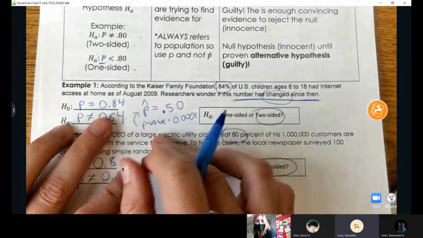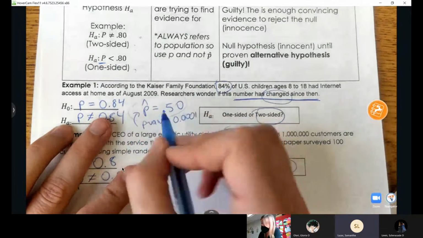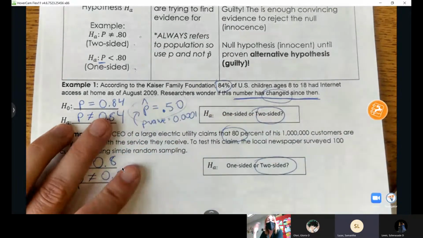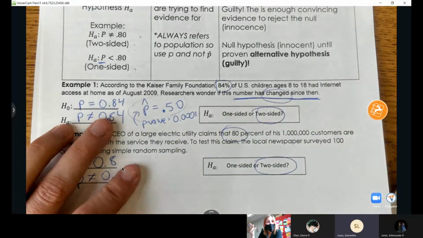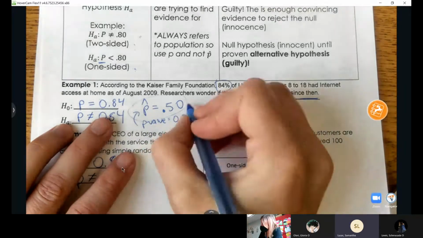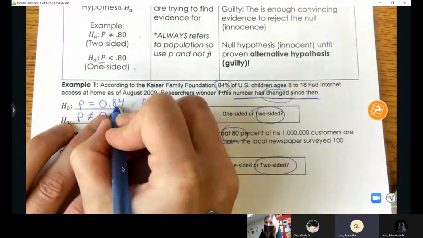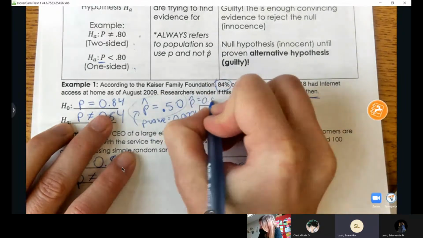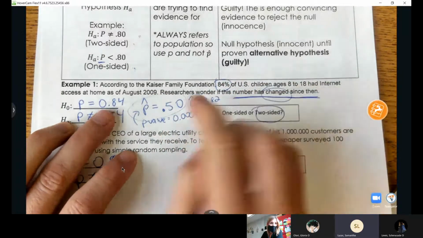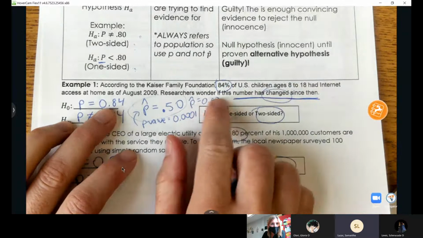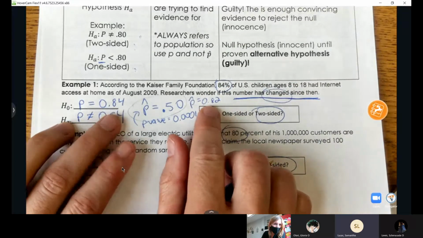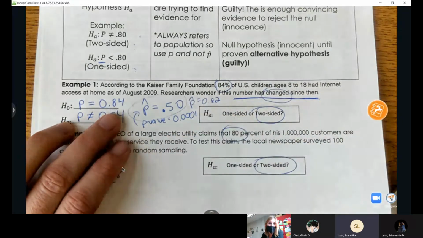So a low p-value means that your p hat is crazy. A high p-value means that your p hat would be pretty reasonable. So a p hat that would be reasonable with this might be 0.82, because the true p is 0.84 and that's pretty close. So if my p hat is pretty close, I would expect a big p-value.